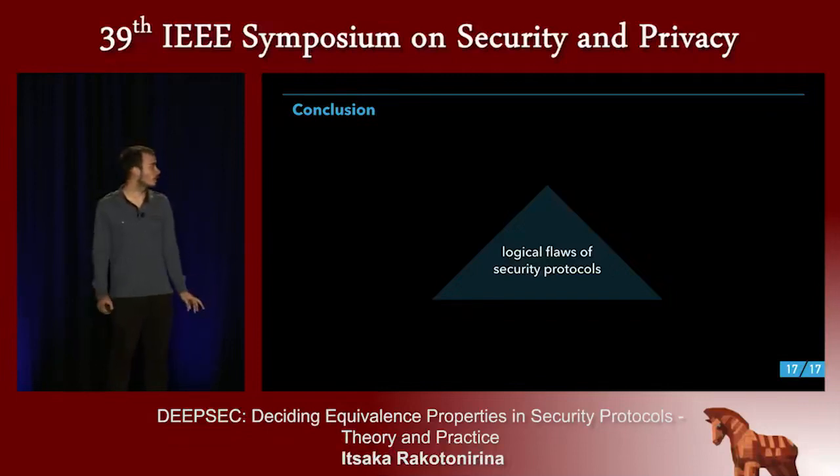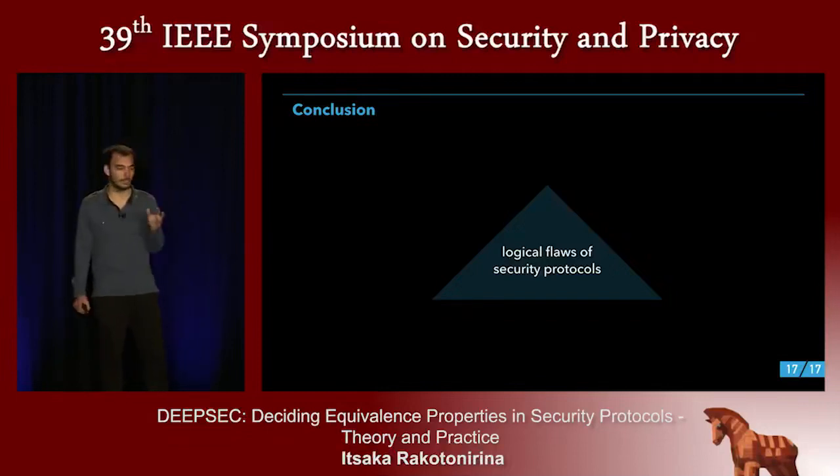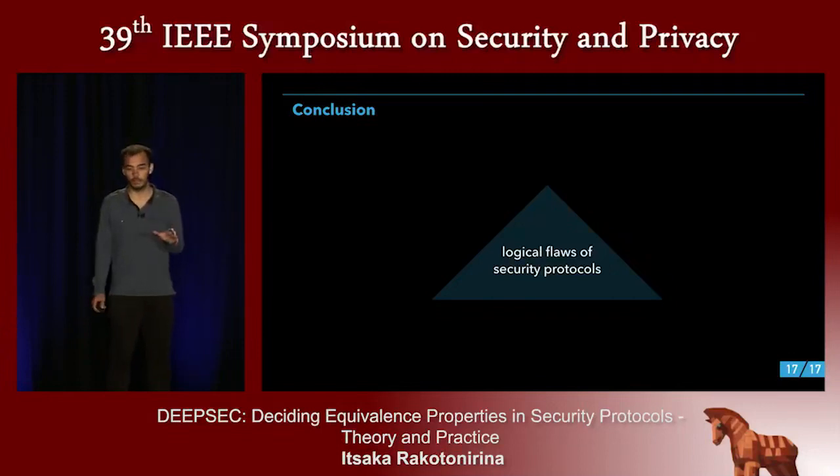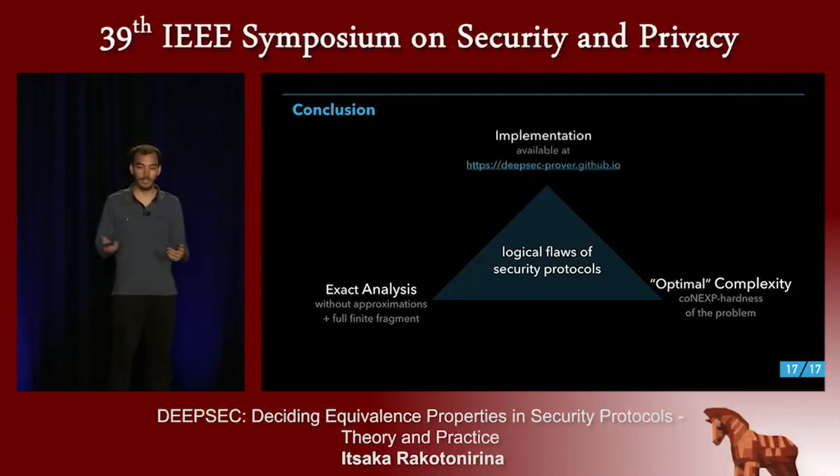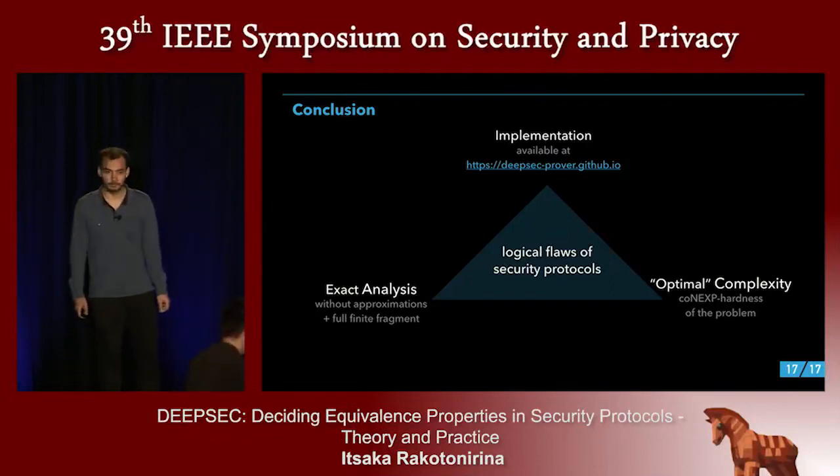Okay, so I'll just make a quick sum up of our contributions. Our goal was to study the logical flaws of security protocols in a setting where you bound the number of protocol sessions. And our tool, DeepSec, has the main characteristic that it is exact, so no approximation, no false positives. It is optimal in some theoretical sense, although we think that for practical protocol verification, there's still room for improvement, and that's what we're doing now. And there is a running implementation publicly available that you can check and try if you want. And I'm done. Thank you for your attention.